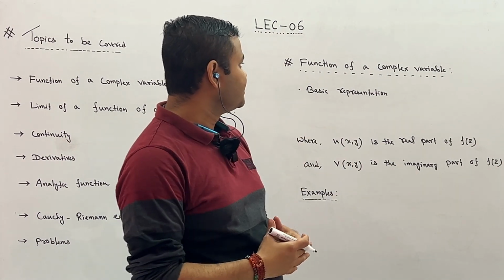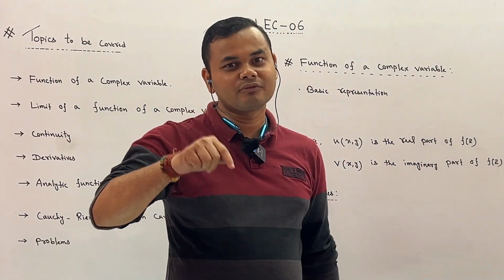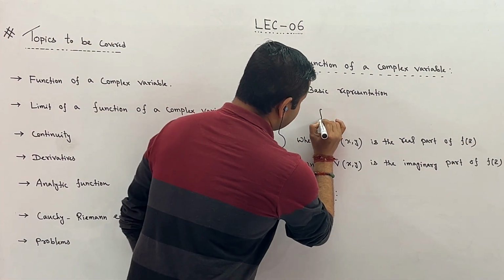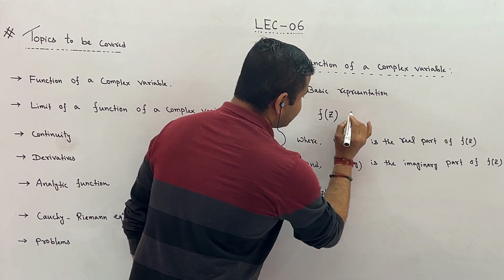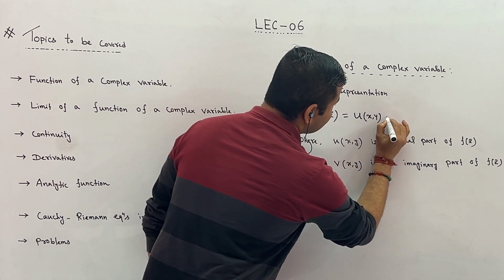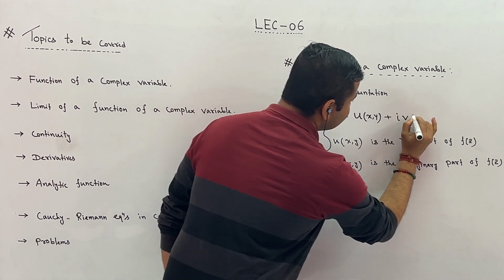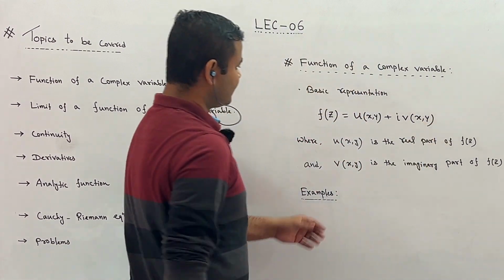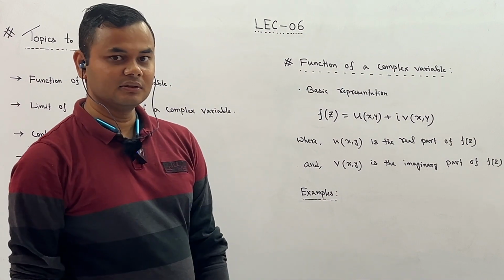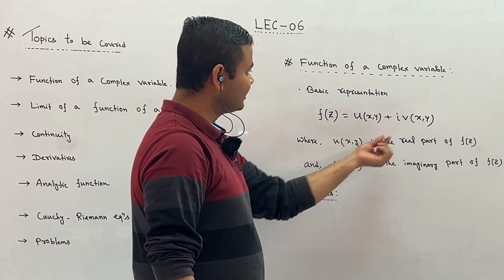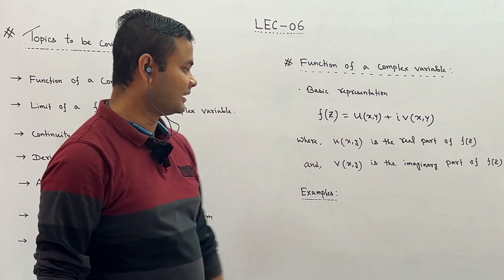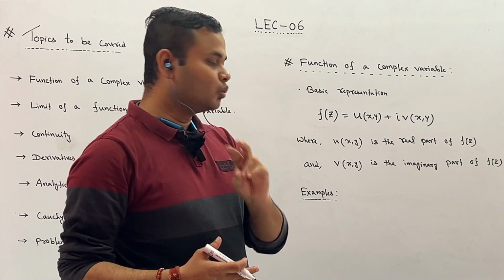Students, the basic representation of function of a complex variable is f of z equal to u plus iota v. So f of z is equal to u x comma y plus iota v x comma y. Here u is called as the real part of the function of the complex variable z, and v is known as the imaginary part of the function of the complex variable z. Now let us give you two examples.